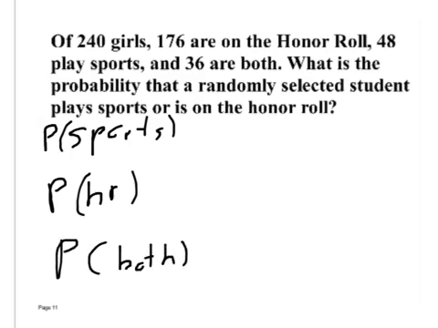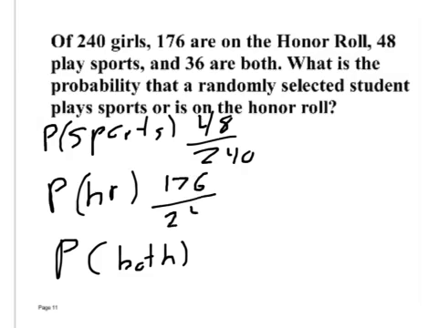Okay? So, sports, how many play sports? 48, out of how many girls? 240. What's the probability of a girl being on the honor roll? 176 over 240. What's the probability of both? 36 over 240. Okay, what we do is we add the probability of A happening and the probability of B happening, and then we subtract the probability of both happening.